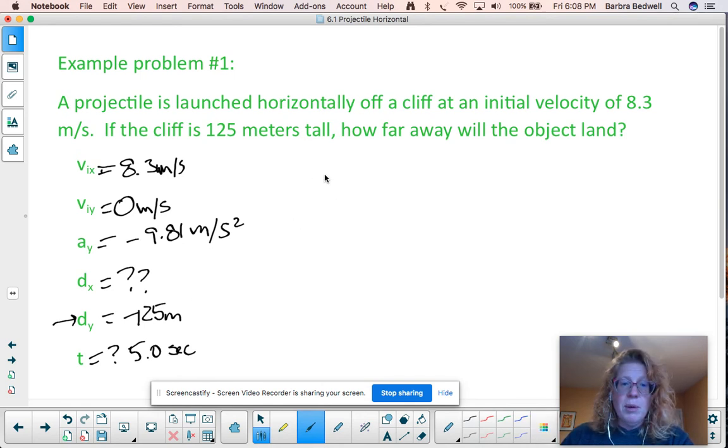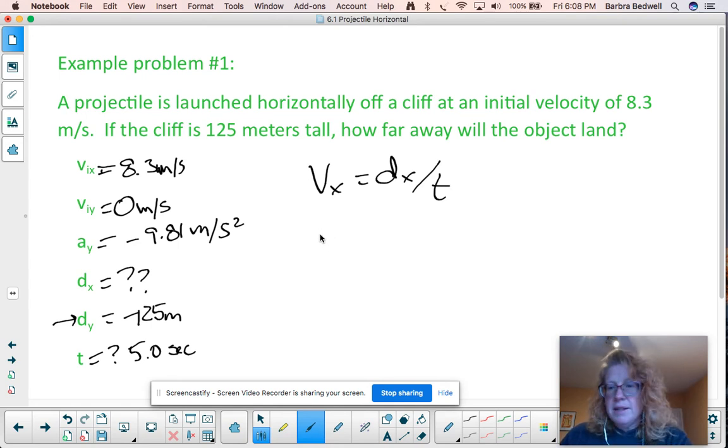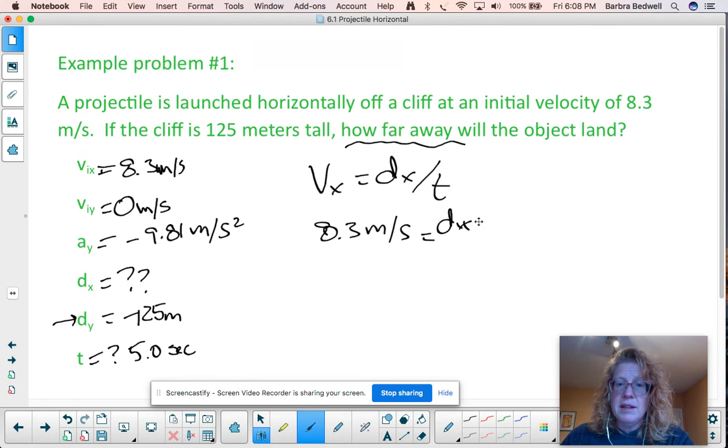With the horizontal component, remember, this is constant velocity. Vx equals dx over t. Velocity is distance divided by time. The x component is always easier. We know what Vx is. The initial velocity is going to be the same as what was given in the problem, 8.3 meters per second. It's not going to change. dx is what we're trying to find. Remember, how far away will the object land? So that's dx. And now we know what our time is, 5.0.